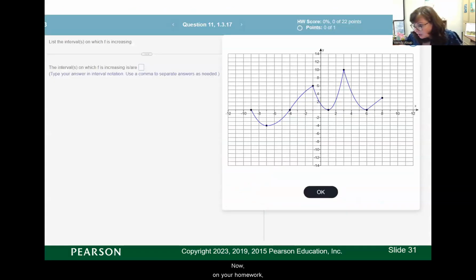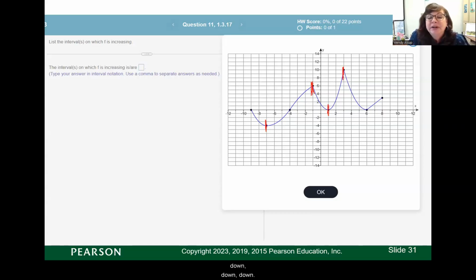Now on your homework, you're going to have some in which you have to talk about intervals, when your intervals are increasing and decreasing. I thought I'd just show you on this one example. This one says, when is it increasing? If we start right here on our graph, we are going down until we get to this point. Then we are going up until we get to this point. That's increasing. Then we're going down until we get to this point, and then we're increasing again until we get to this point.